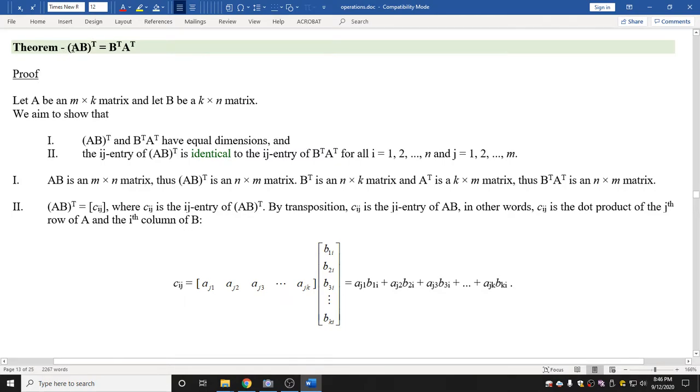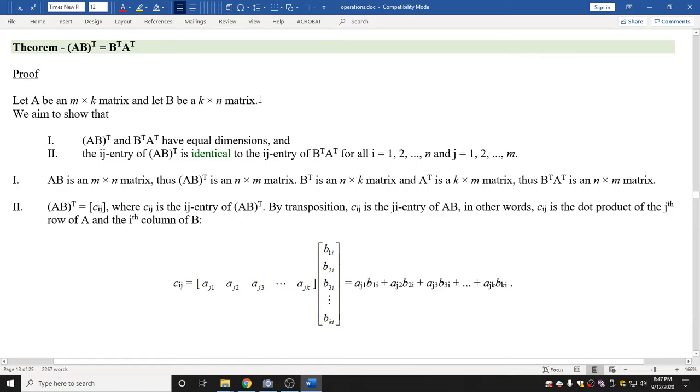We begin by assuming that the multiplication is defined. So we take our dimensions of A and B to be compatible for multiplication. So let A be an M by K matrix, and let B be a K by N matrix.